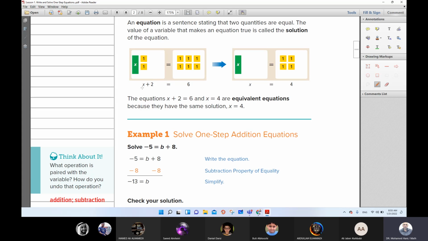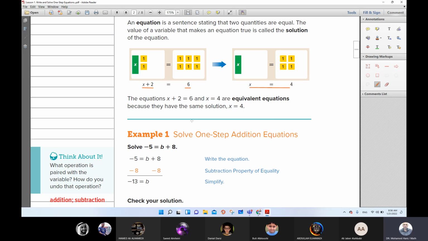As you remember, x plus 2 equals 6. This is an equation. The solution of this equation is x equals 4. So the equation x plus 2 equals 6 and x equals 4 are equivalent equations because they have the same solution. If two equations have the same solution, the name of the two equations will be equivalent.